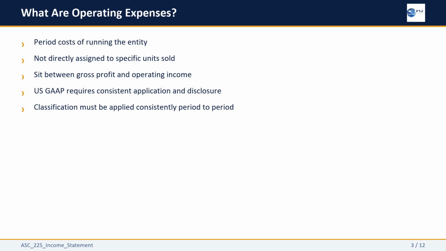Think of operating expenses as the overhead of keeping the engine running, costs you incur to generate revenue that cannot be neatly tied to a single unit sold. Unlike cost of goods sold, which attaches directly to products, operating expenses are period costs. They land on the income statement in the period they are incurred, regardless of sales volume. US GAAP gives companies some flexibility in how they classify these costs, but that flexibility comes with a condition. Whatever approach you choose, you must apply it consistently and disclose it clearly.